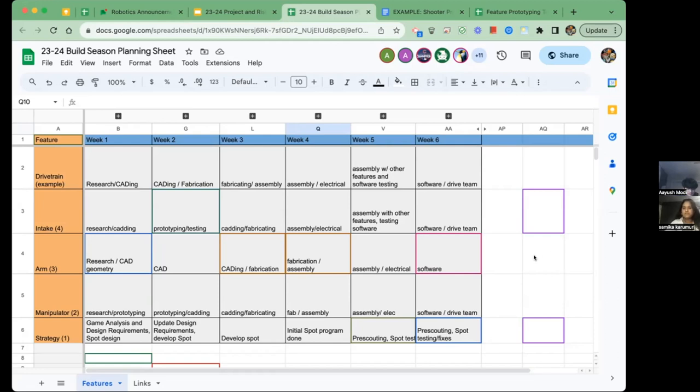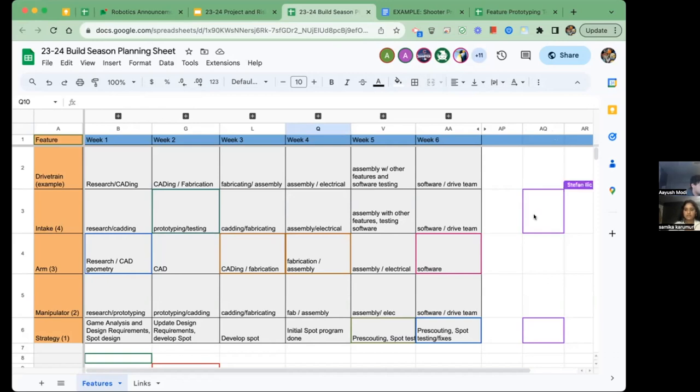Yeah, Franklin. I noticed that in weeks 4 and 5, all of the features go to assembly and electrical, and we don't want to overload sub teams too much. So it would be nice to try to spread out, maybe get drivetrain into electrical before all the other features. So then there's more people and bandwidth to do other features, I think. Yeah, definitely. That's a good one.